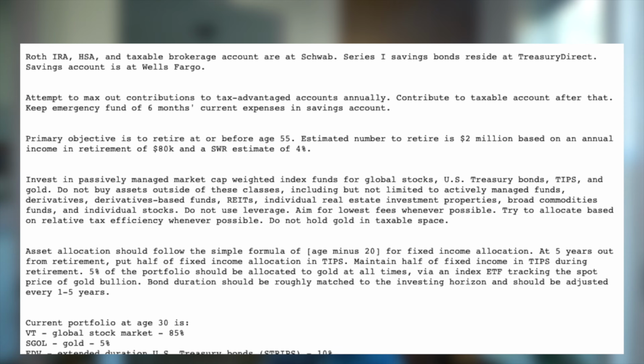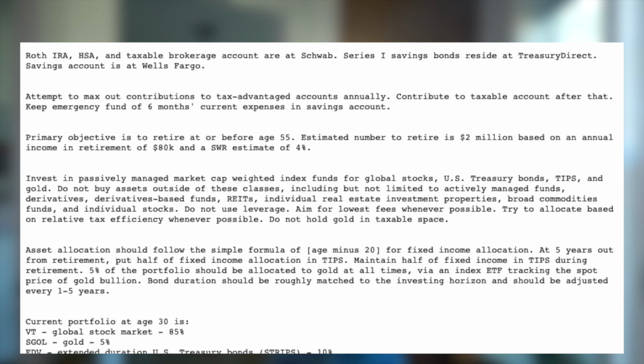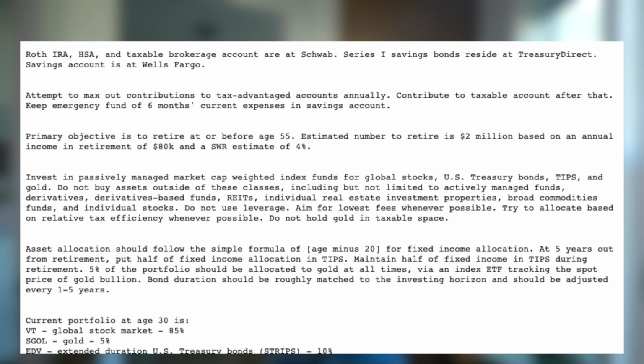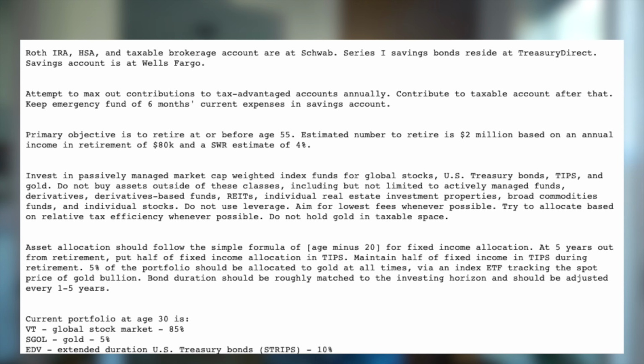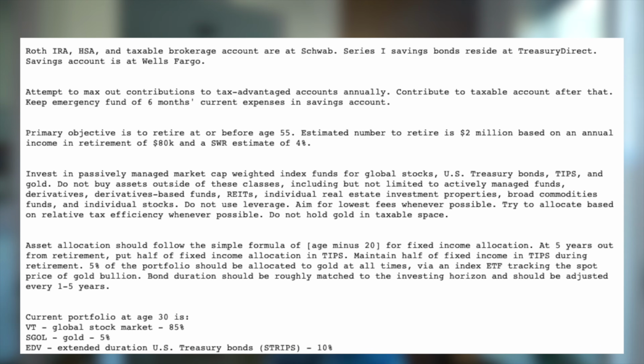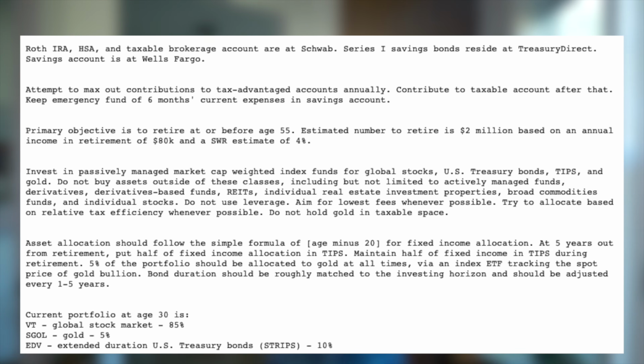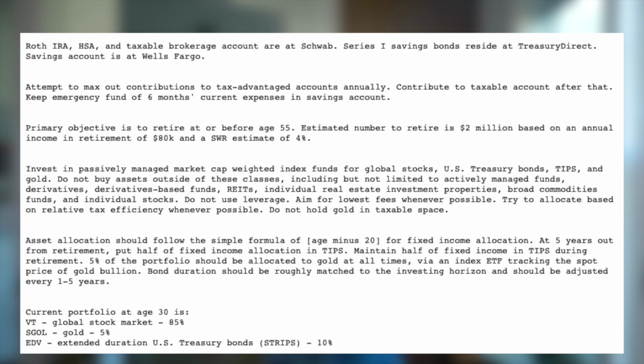Roth IRA, HSA, and taxable brokerage account are at Schwab. Series I savings bonds reside at Treasury Direct. Savings account is at Wells Fargo. Attempt to max out contributions to tax-advantaged accounts annually. Contribute to taxable account after that. Keep emergency fund of 6 months current expenses in savings account. Primary objective is to retire at or before age 55.